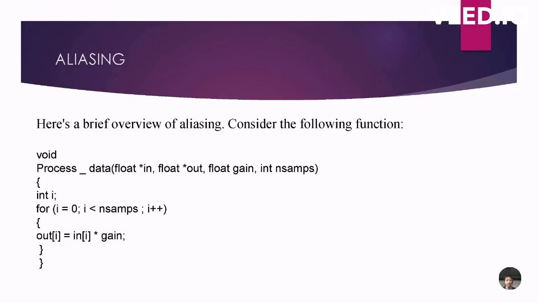Next, aliasing. Here we are going to see a brief overview of aliasing with a function. Consider the following function: void process data, float in, float out, float gain, int n sams, where int i, for loop for i equals 0, i is less than n times, an increment of the i, where next out of i equals in of i into gain.